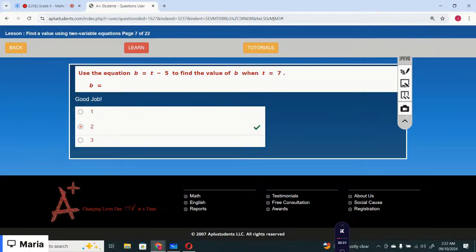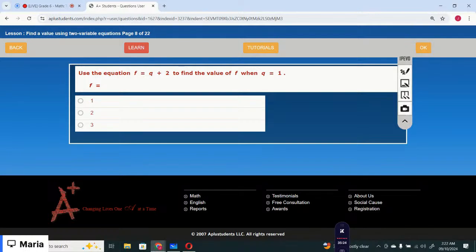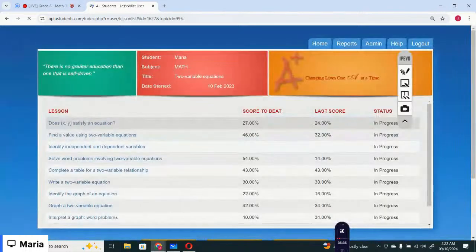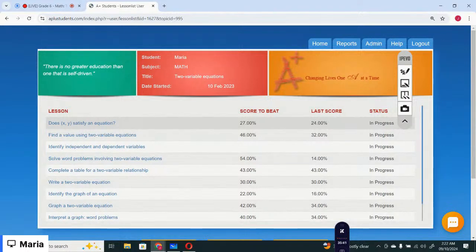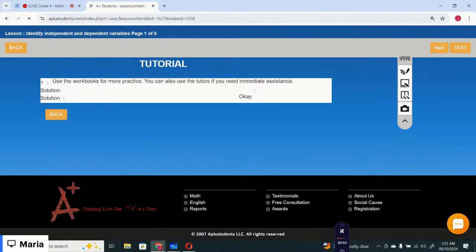Very good. Okay, the next one is, you can complete the lesson by yourself later today. Let me just move on to the next lesson. The next lesson is identify dependent and independent variables. Okay, use the workbook for more practice. You can use the tutors if you need immediate assistance. Okay, let's just start with the next one.